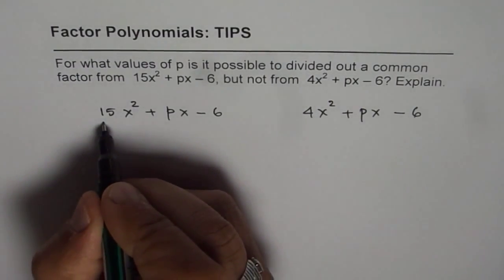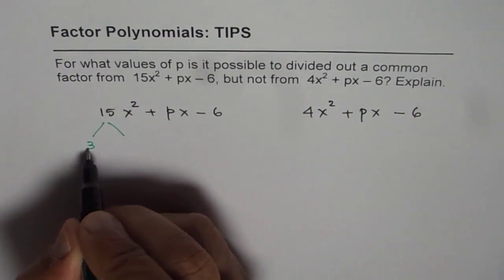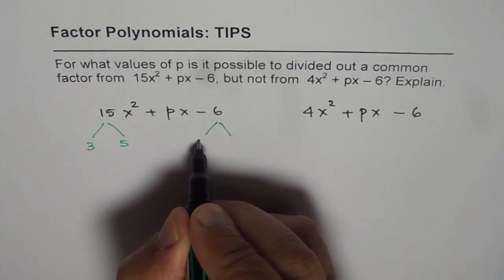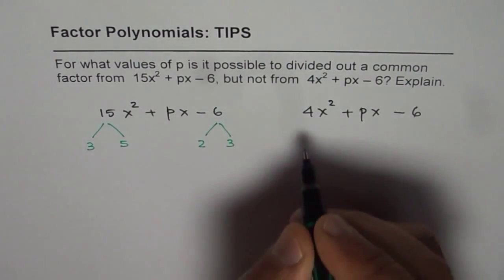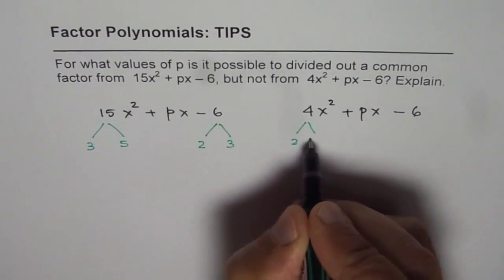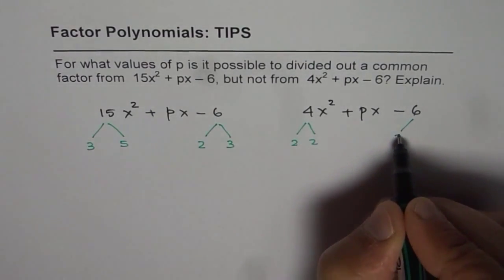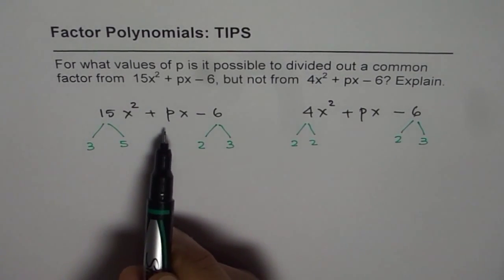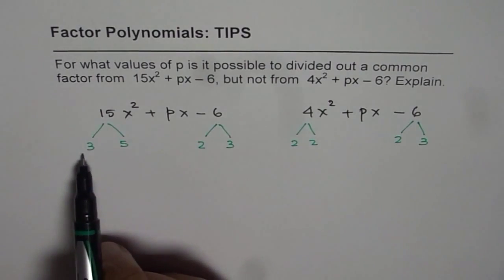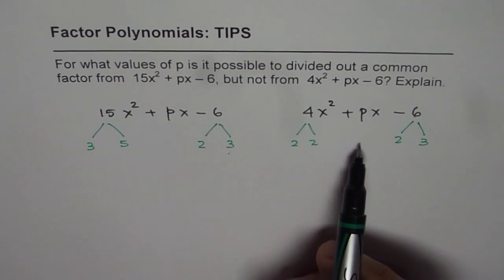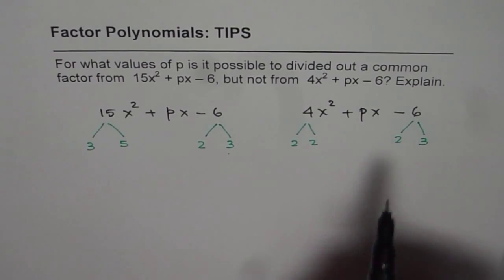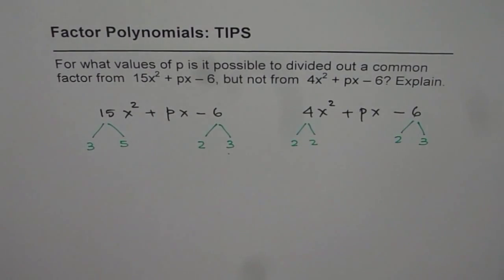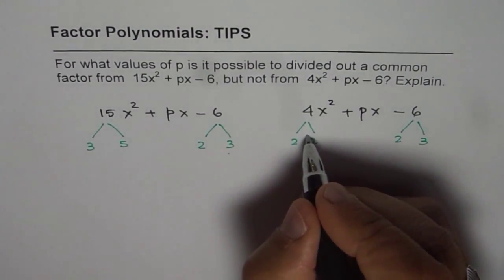So what are the factors of 15? Factors of 15 are 3 and 5, right? How about factors of 6? Factors of 6 are 2 and 3. Now in this case, factors of 4 are 2 and 2 and factors of 6 are 2 and 3. Now we need to figure out what can be a factor of p so that we can factor these out but not that. Correct? Now clearly the common factors on the right side, as you can see, are 2's, right? So we have 2 as a common factor.